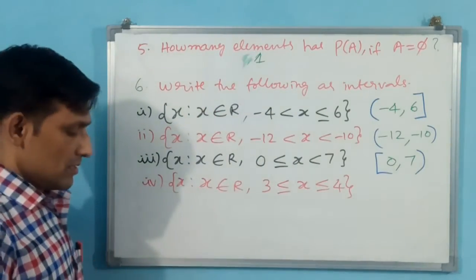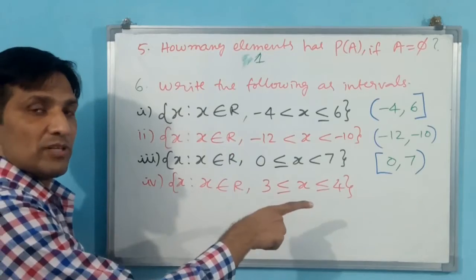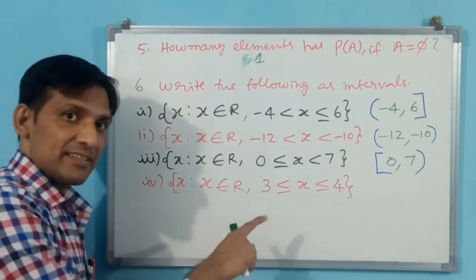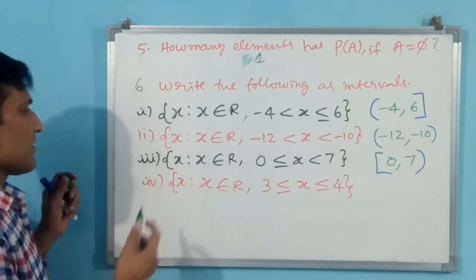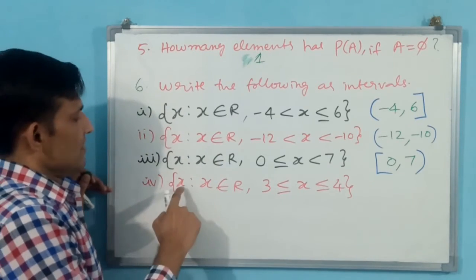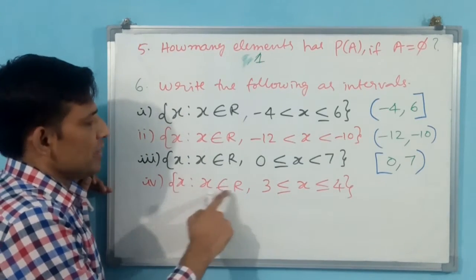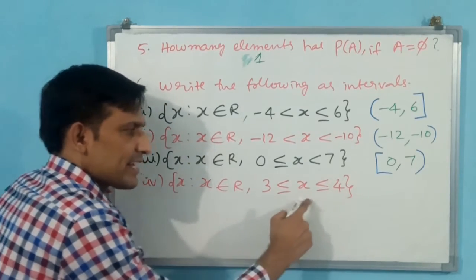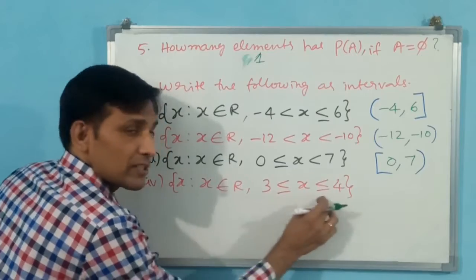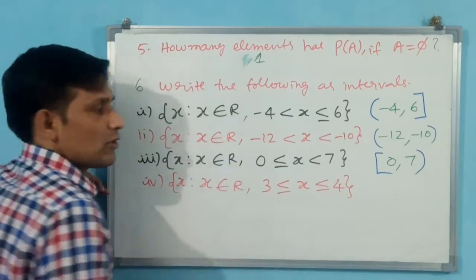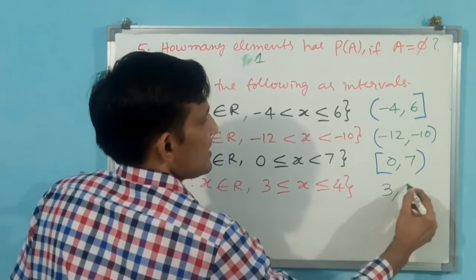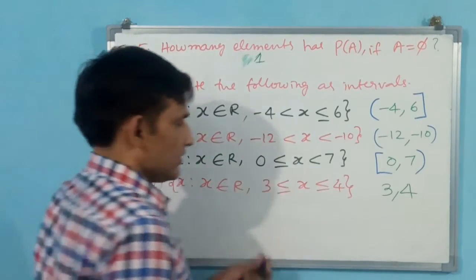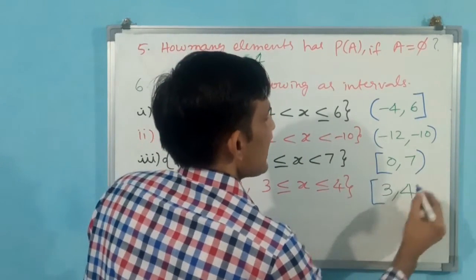You have to write like this only, not like 9th or 10th class brackets. These are parenthesis, these are brackets, these are braces. All are different. For all values of x, x belongs to R, x is greater than or equal to 3, less than or equal to 4. Here all are closed intervals. You see equal to on both sides has come. That is why 3, 4, because closed intervals, closed brackets.